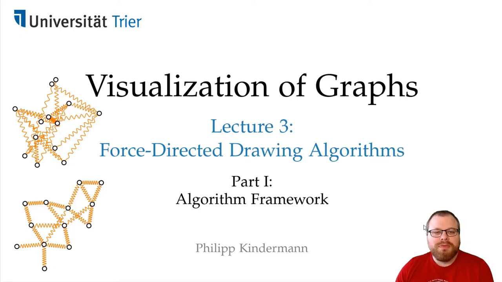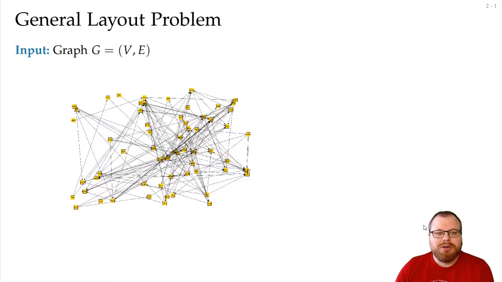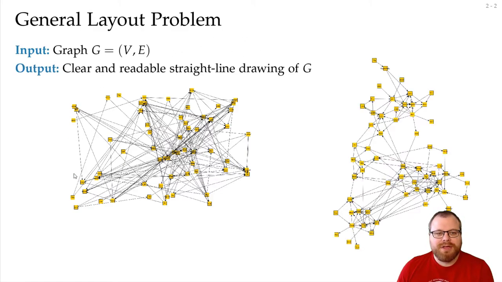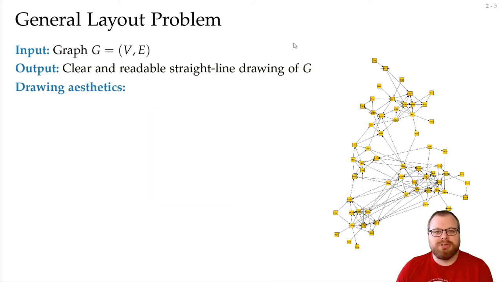So we want to have a look at the general algorithm framework first, and for that we want to recall what was the general layout problem from the first lecture. The input for us is just some abstract graph, and the output shall be some clear and readable drawing of G, and here we only want straight line drawings now. And we had a bunch of optimization criteria, a bunch of drawing aesthetics that we want to achieve.